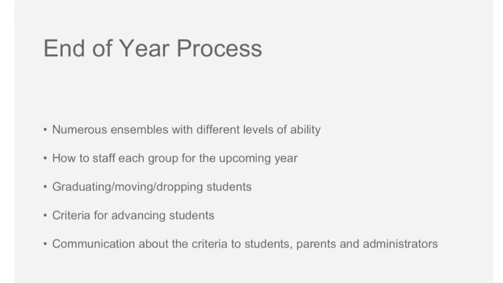Okay, so it's the end of the school year, and you all probably have a process for closing out all of those tasks that you need to do. You have to turn in your grades. You probably have to do inventory if you haven't already. You have to figure out what your ensembles are going to be like for next year. And depending on the size of your program, you may have numerous ensembles with different levels of ability. You're going to have to figure out how to staff each of the groups in the upcoming year. Maybe you have a beginning group, an intermediate group, and an advanced group. You may have students that are graduating, others that maybe are moving. You may have one or two students that are dropping, unfortunately. I know that happens to everyone. And so you have to decide, how am I going to conform my ensembles for next year? And what criteria am I going to use for moving on students to the next level?